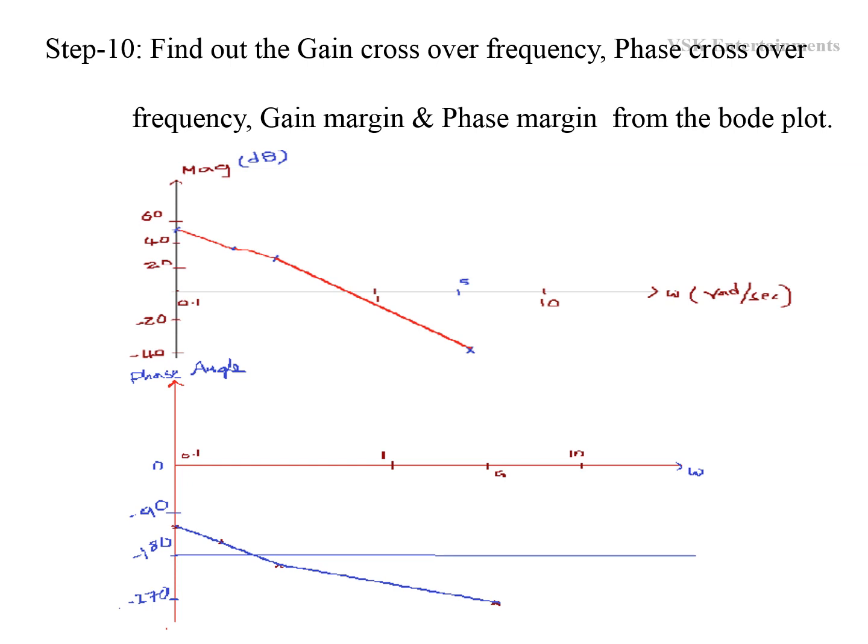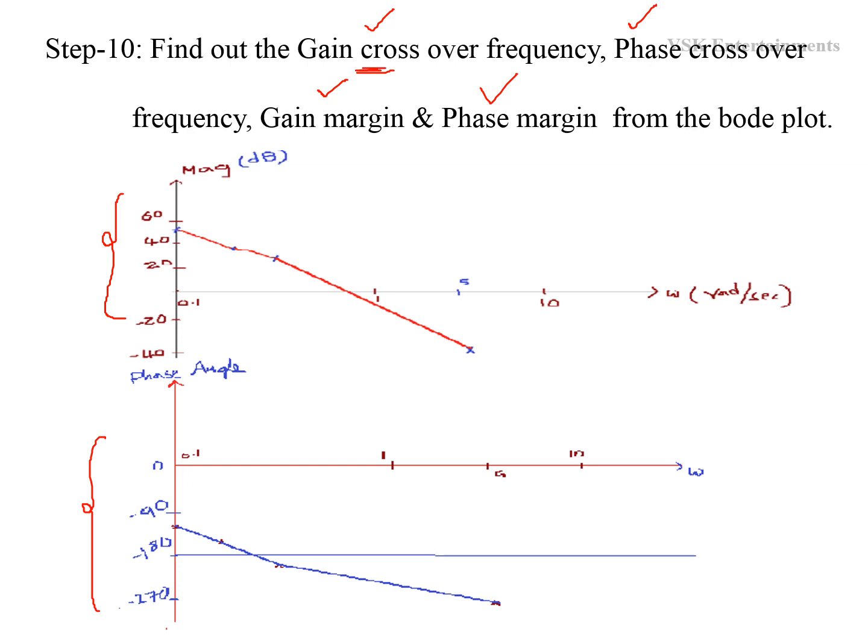In order to determine the stability of a system, first we have to get the values for gain crossover frequency, phase crossover frequency, gain margin, and phase margin. For getting these values, we have to combine the phase plot as well as the magnitude plot. This is the magnitude plot and this is the phase plot. We have to determine all these values.